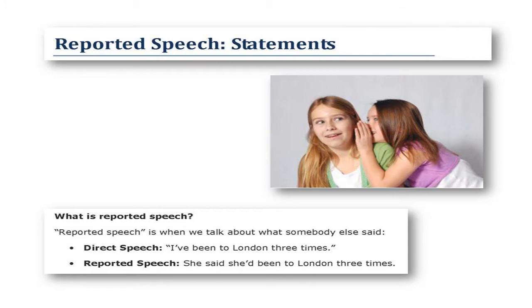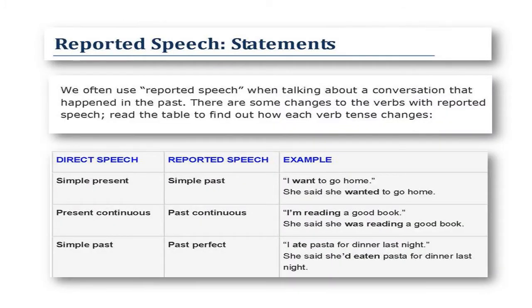Reported speech: statements. What is reported speech? Reported speech is when we talk about what somebody else said. Direct speech: I've been to London 3 times. Reported speech: She said she'd been to London 3 times. We often use reported speech when talking about a conversation that happened in the past.